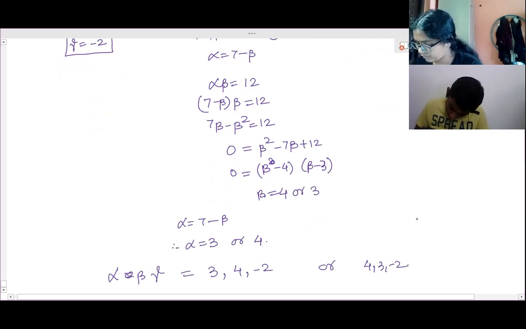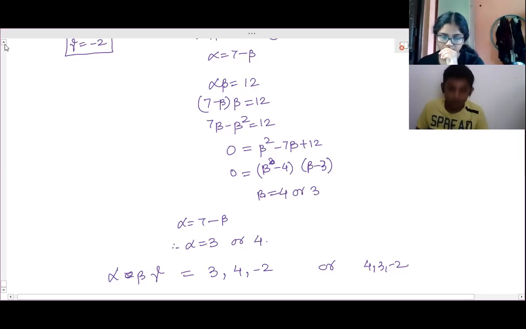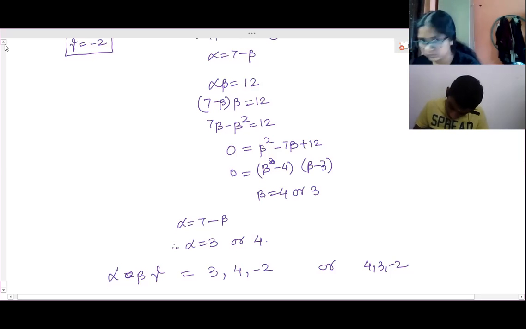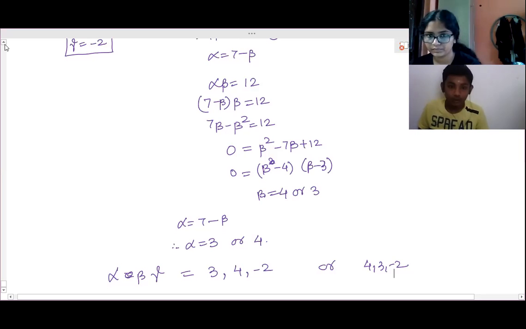Ma'am, can you once tell how did you split the middle term in beta square minus 7 beta plus 12? Minus 4 beta minus 3 beta. Okay. 7 is factorized as 4 and 3. Can you scroll it up?